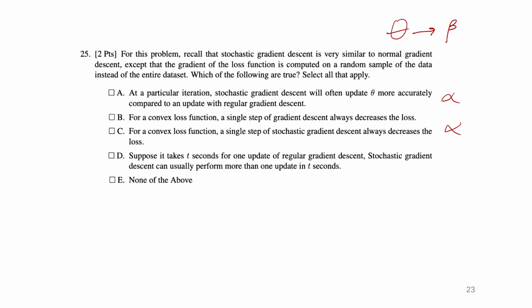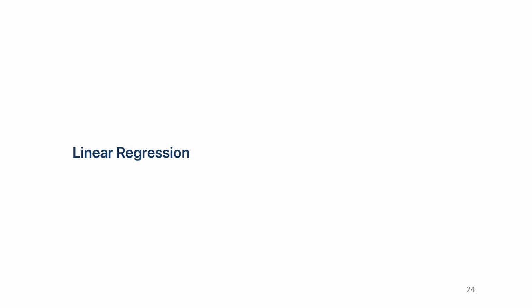Okay, so it is true. The reason why it's true is because stochastic gradient descent performs the update only on one point, right? So we can perform more updates in the t seconds than normal regular gradient descent. And obviously it's not under the above because we chose one. Okay, cool. So I'm going to hand it off to Suraj, who's going to talk about linear regression.